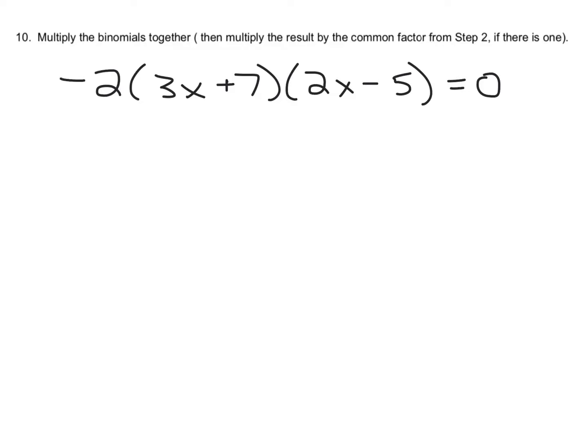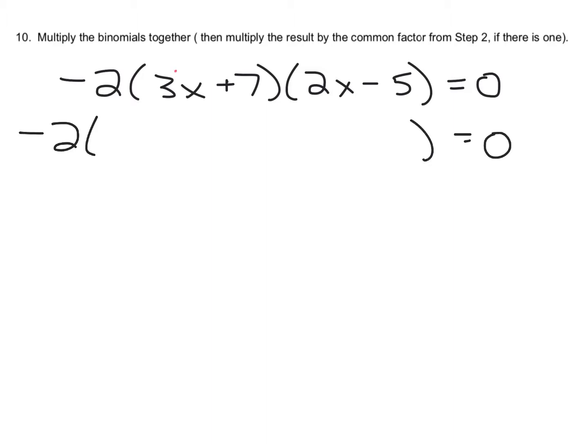All right, step 10 is asking us to multiply the binomials back together, these two, and then multiply the result by this common factor that we factored out in step 2, which in this case there was one. Sometimes there isn't, but in this case there was one. So we're going to keep that -2 out there first. We'll distribute that through in a moment, but what are we going to get? Let's see what we get.